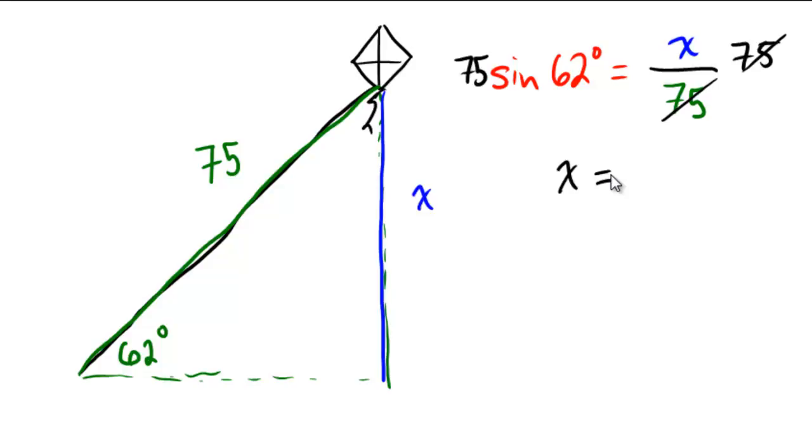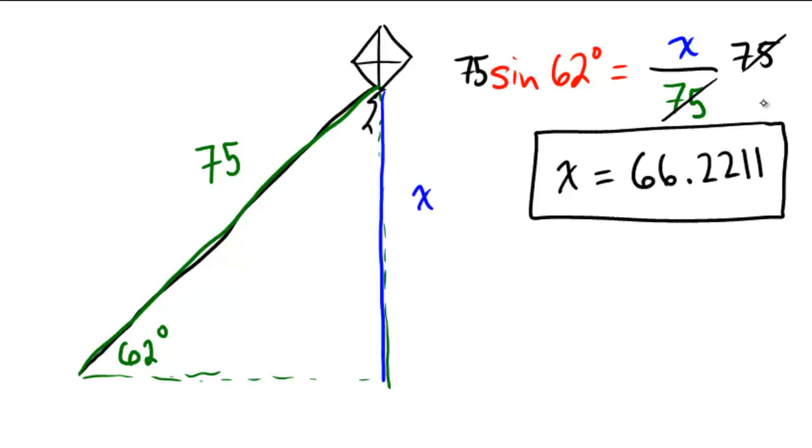So I'm just grabbing a calculator here, and 75 sine 62 is 66.22106. So I'll go 66.2211. Looks like x is 66.2211 units.